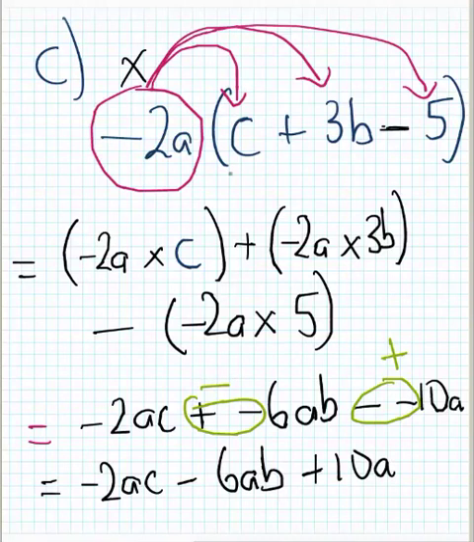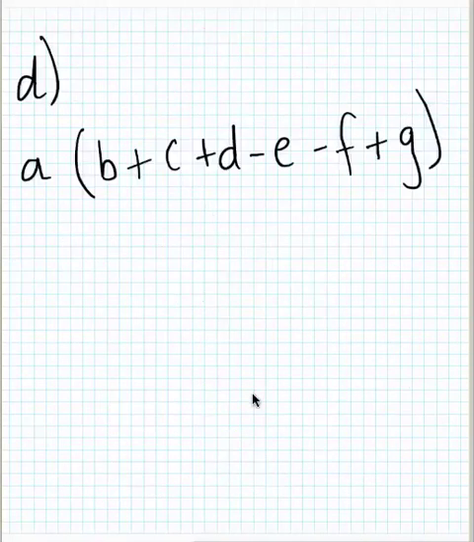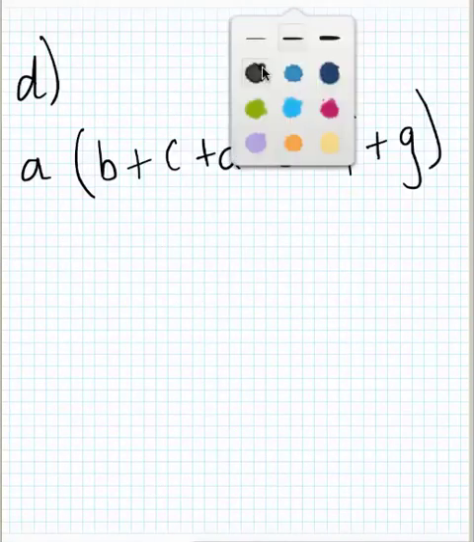So this one was more of a challenge one, only because we had a negative here and a negative inside there. So just remember, when expanding, even if you have 3 terms, so we had a C, a 3B, and a 5, even if you had 10 more, everything gets a turn to be multiplied with the minus 2A in this example. So our final one is this one here.